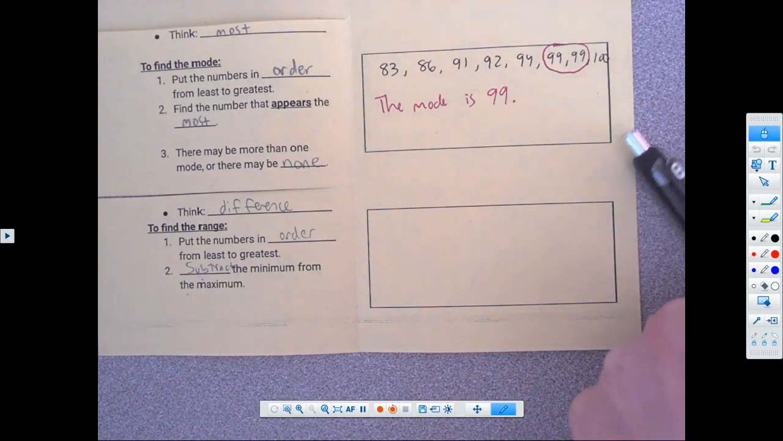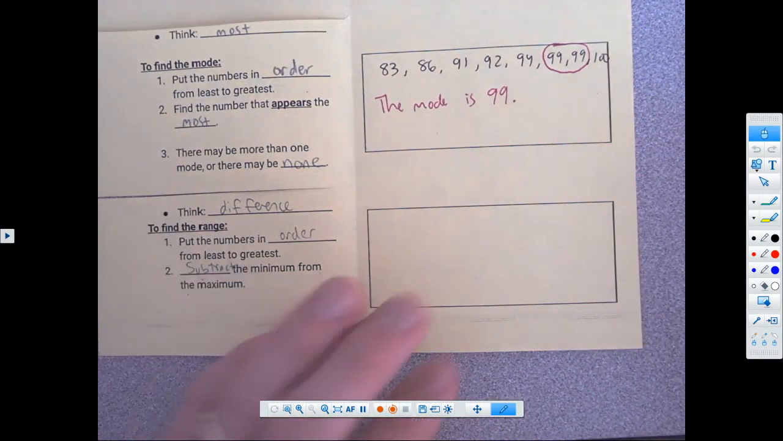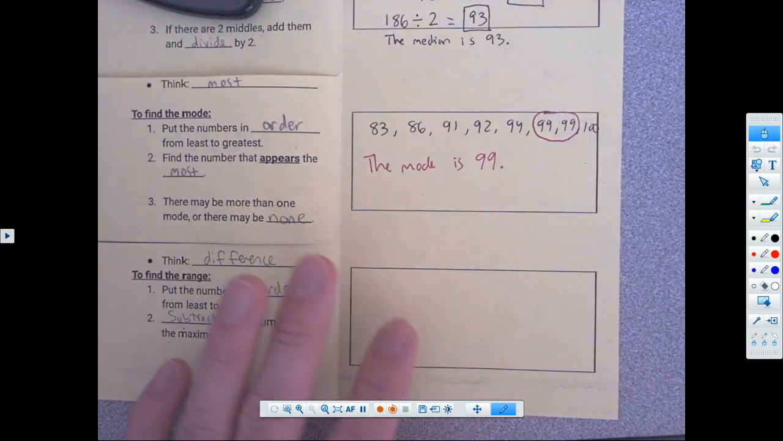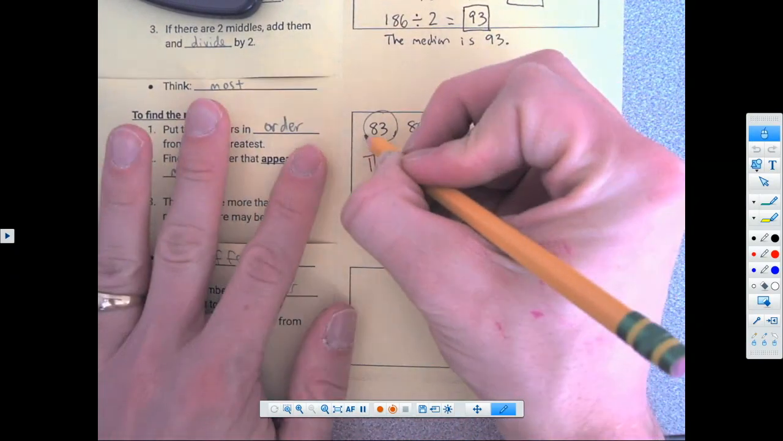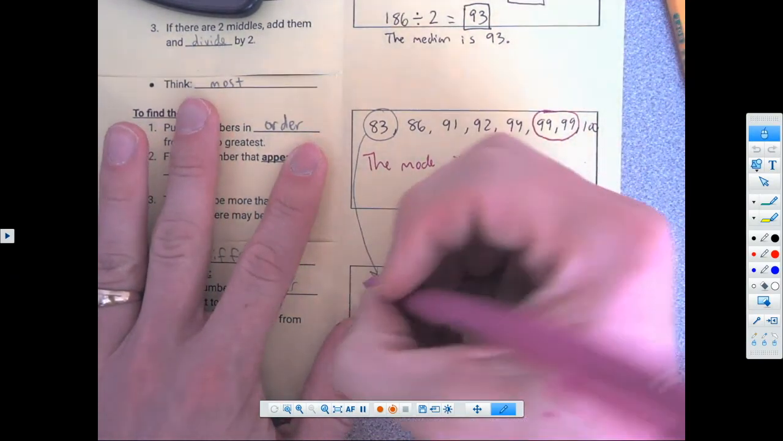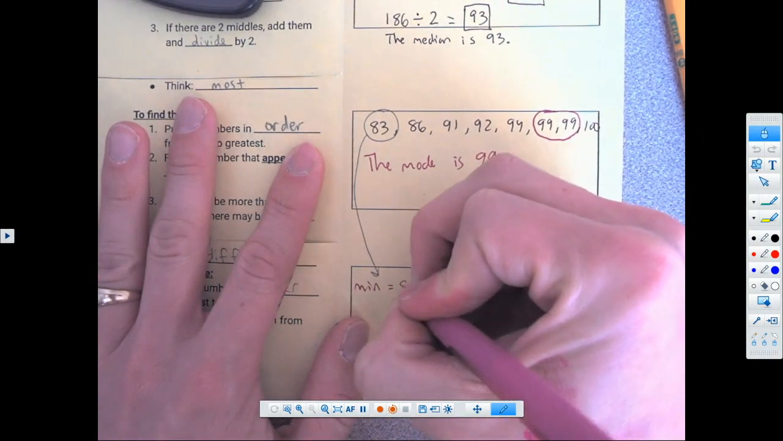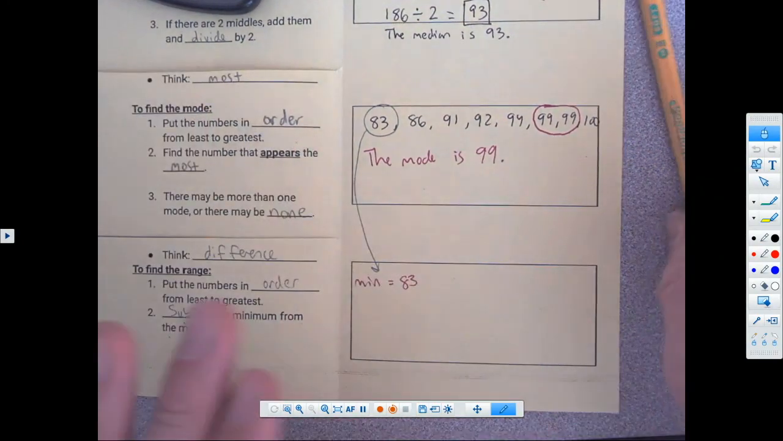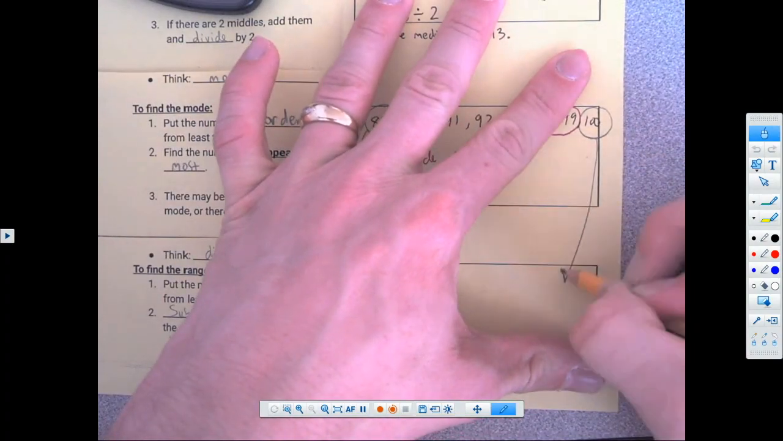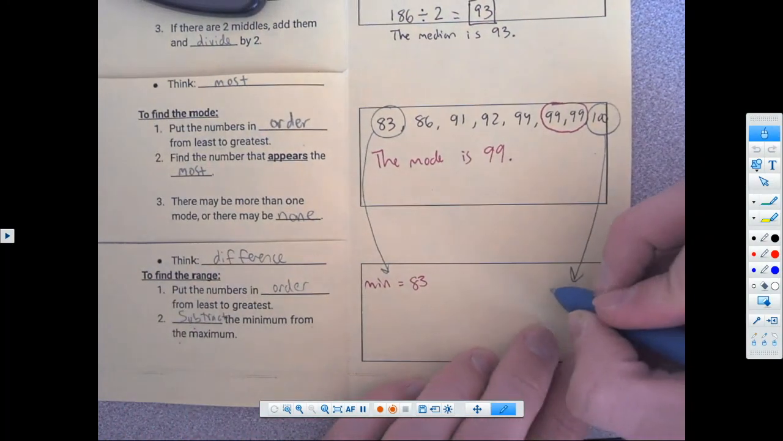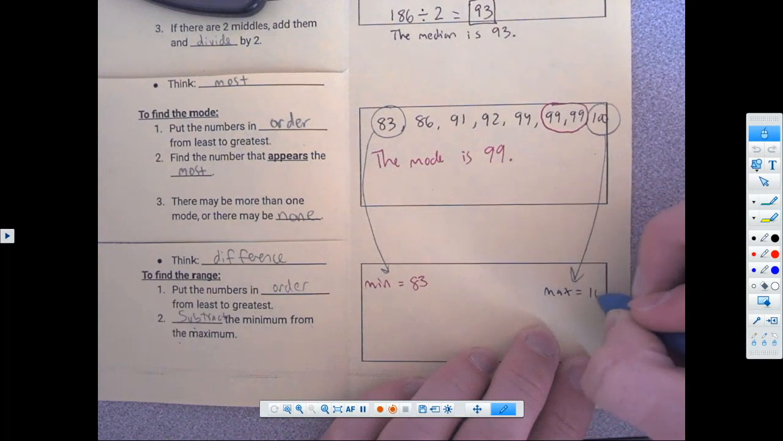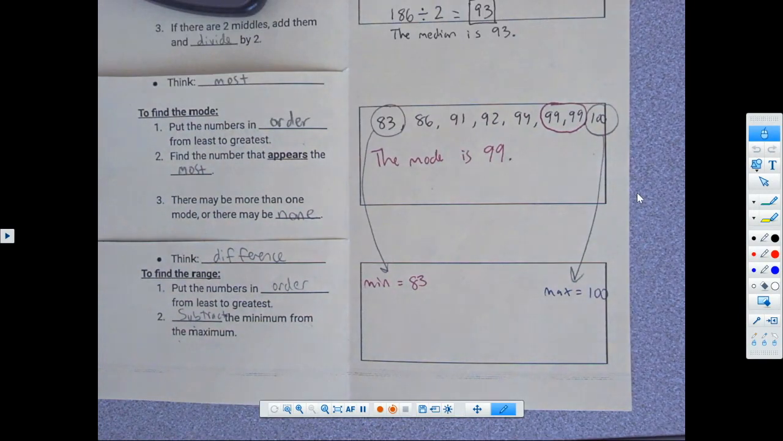So let's throw those in order again really well. Actually, I'm not even going to do that. We're just going to look back up here. I can see that my minimum, I'll use pink for that, my minimum is 83 because I already put them in order there. My maximum is 100. All right, here we go.